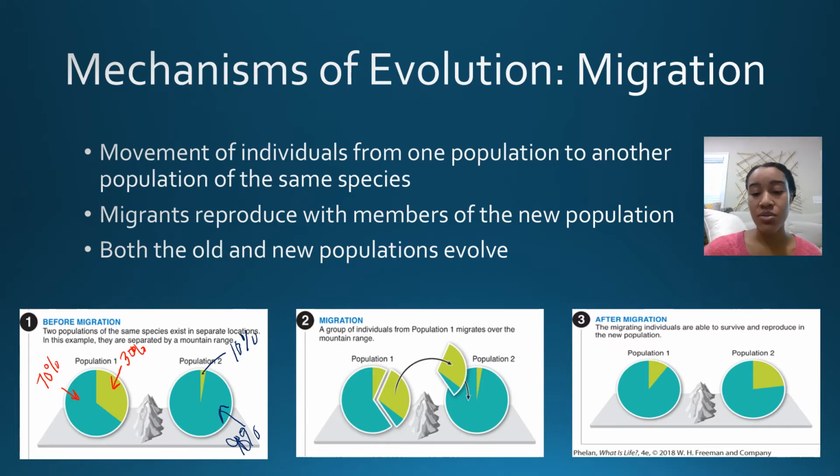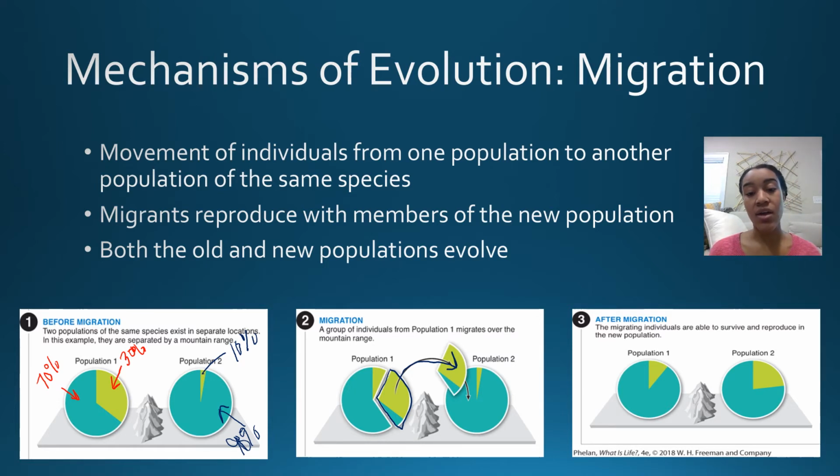If a subsection of population A then migrates to population B, the percentage of each allele being expressed has subsequently changed. So both populations have now evolved.